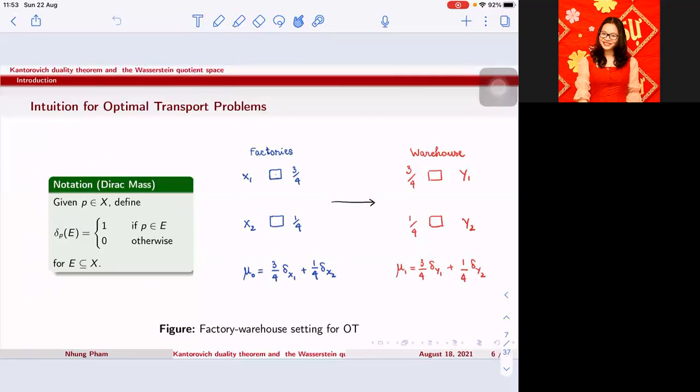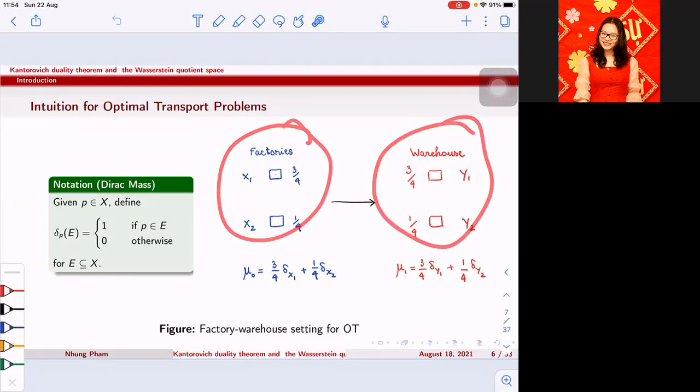I will use a factory and warehouse setting for explaining optimal transport. On the left, we have a set of factories, X1 and X2, with a goods distribution among them of 3/4 and 1/4. And on the right, we have a warehouse set Y1, Y2, with a storage capacity distribution of 3/4 and 1/4. The job for the logistics company is to transport the goods from the factories to the warehouses.